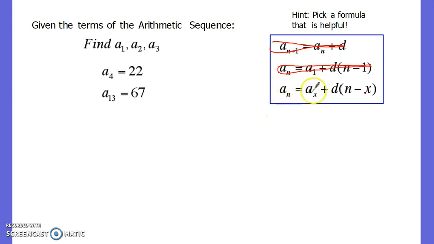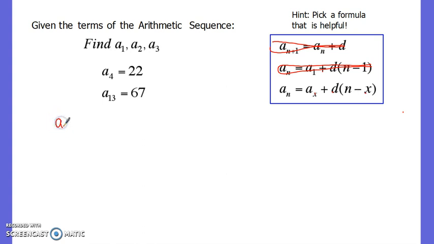But I need to know where I'm starting, and I need to know how many differences to add or subtract, right? And that's what this n minus x is doing. How do I get from term x to term n? How many steps do I need to take? Well, let's try that formula out.